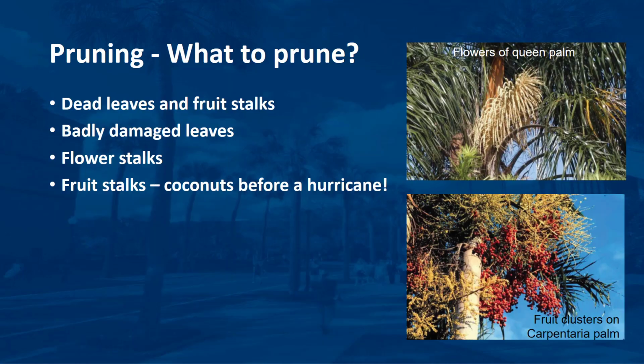It is always safe to remove dead leaves and fruit stalks. Leaves broken down by high winds can be taken off, unless following a hurricane they are the only leaves left on the palm. Then they should be left on, as palm recovery will be enhanced.